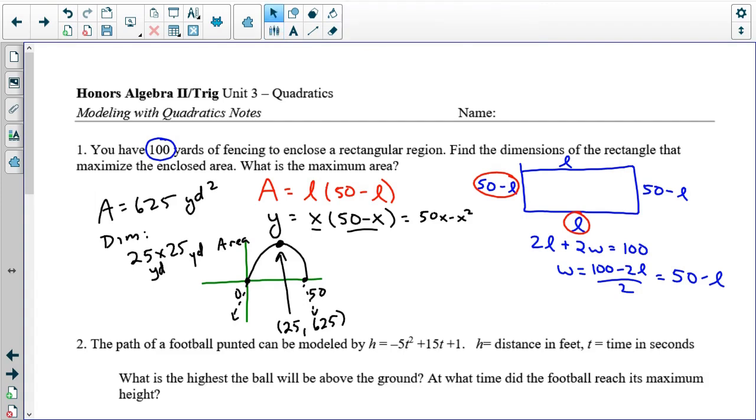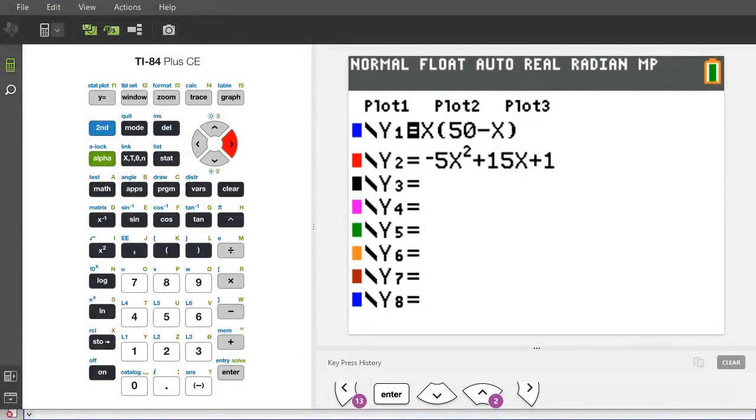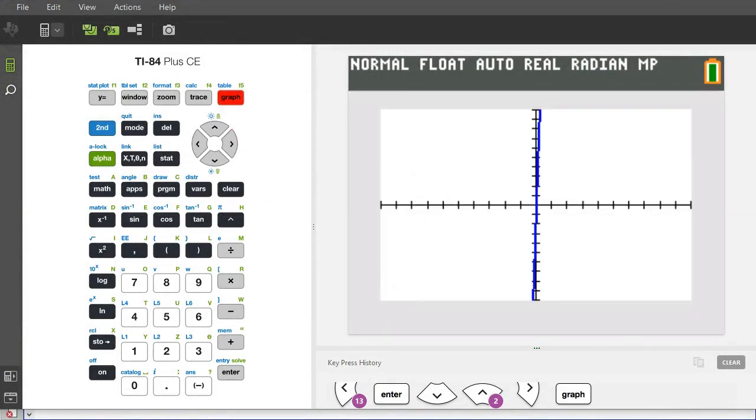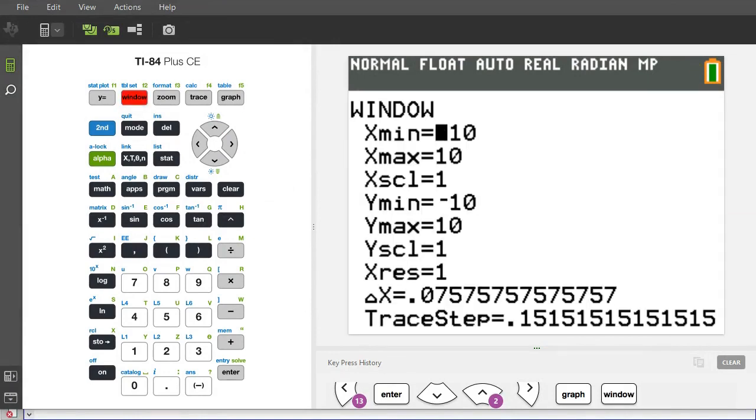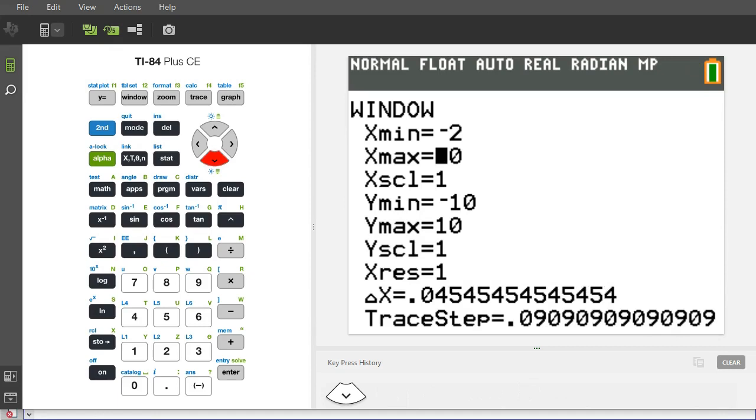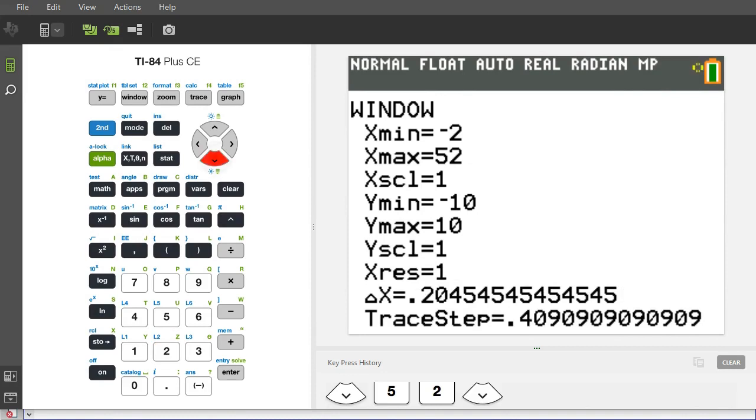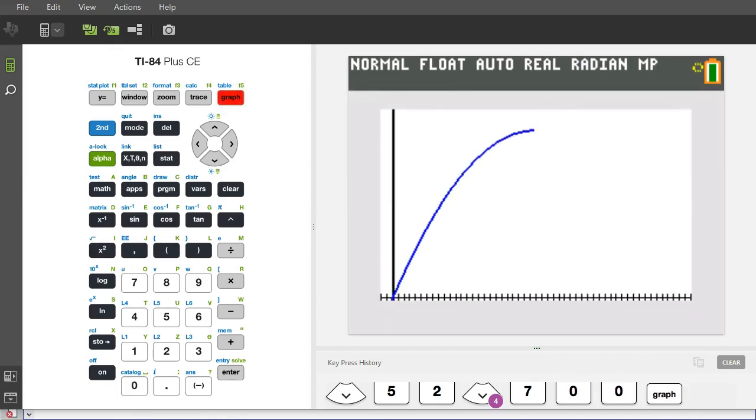So just confirming this on the calculator, I take x times 50 minus x, and I graph it. And if my window is standard, it's not very good. I don't really see anything. So what I want to do is make sure that my window is good. Minus 2 just to get a little bit underneath. And then I know my x max is 50 for this problem, so maybe a little bit bigger than that. My y min has to be something that's just slightly less than 0, so minus 10 works. And then I'm going to choose 700 just to get a decent look at it.